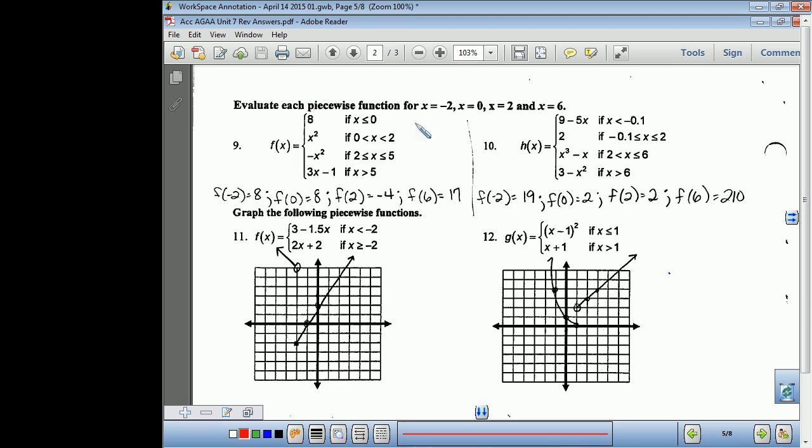All right, let's take a look at the piecewise next. This first part was just testing: do you know, given a value for x, that you plug it into the different pieces of the function to find your y? That's what 9 and 10 are testing. Please check 9 and 10 now, see if they make sense to you.